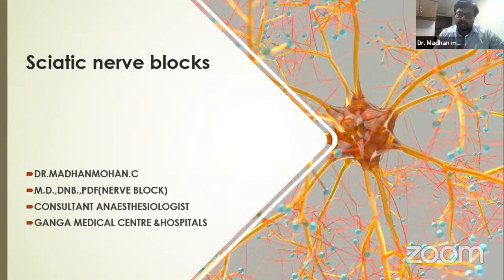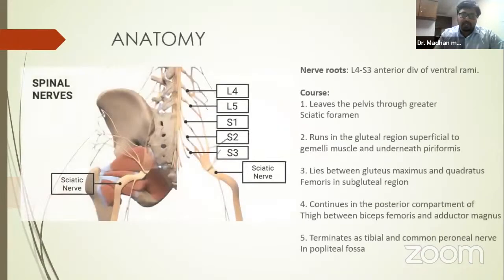So I'm going to discuss the levels where we are going to block the nerve. Before going into the blocks, I'm going to discuss the anatomy briefly. If you take the sciatic nerve, it's a branch arising from the lumbosacral trunk.